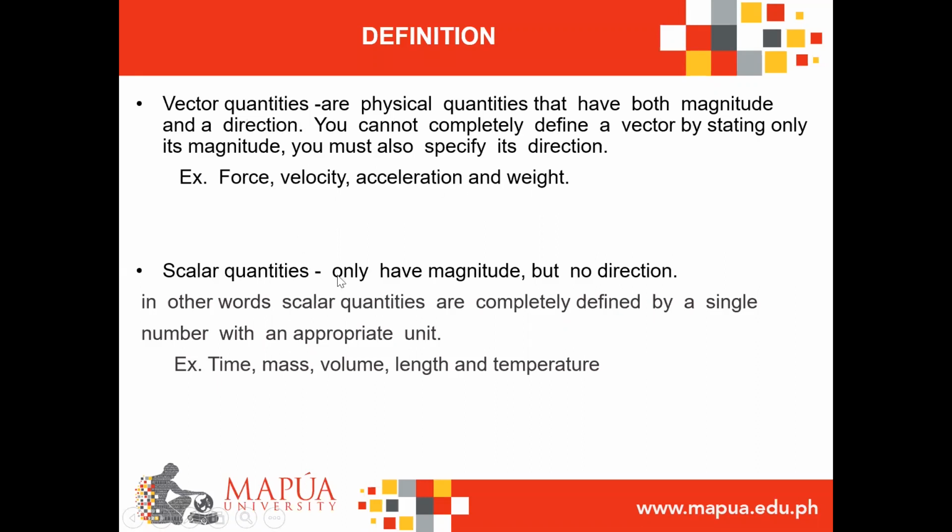Scalar quantities only have magnitude but no direction. In other words, scalar quantities are completely defined by a single number with an appropriate unit. Examples are time, mass, volume, length, and temperature.